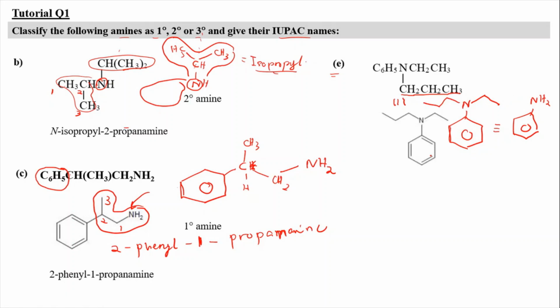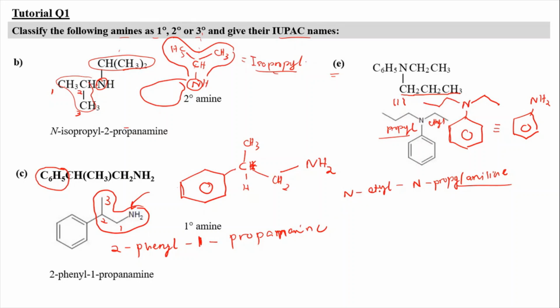Because it follows aniline, the parent name here is going to be aniline. You're going to have two substituents, ethyl and propyl here. We're going to write propyl first because we have to follow alphabetical order, and the propyl is going to attach at N. At the same time, the ethyl is also attached at N, so it's going to be ethyl N here.